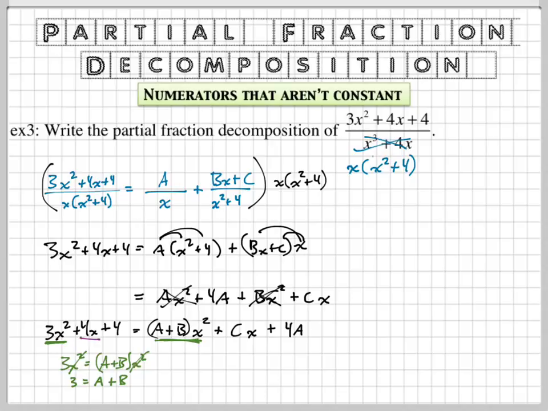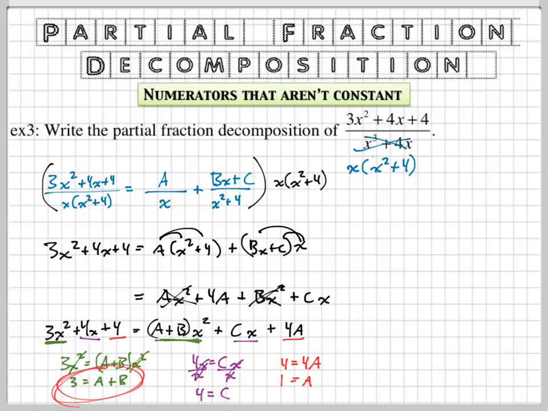The next one are the x terms. And so we have 4x equals cx. Divide both sides by x. They both cancel out, just like the x squareds before. We have c equals 4. Yay. And then to find the last one, we're going to take the constant and set that equal to 4a. So we have 4 equals 4a. What does a equal? One.